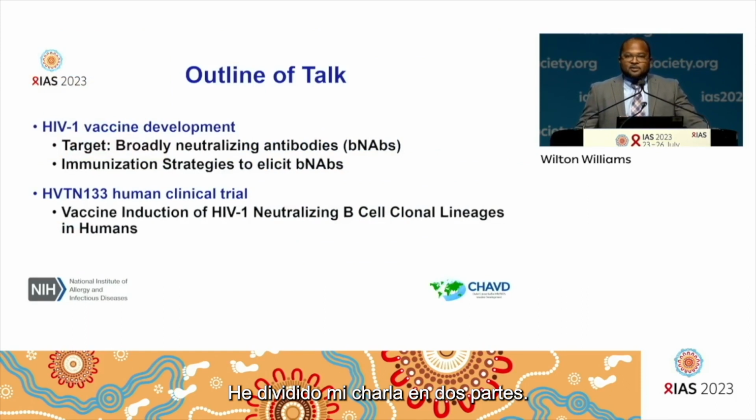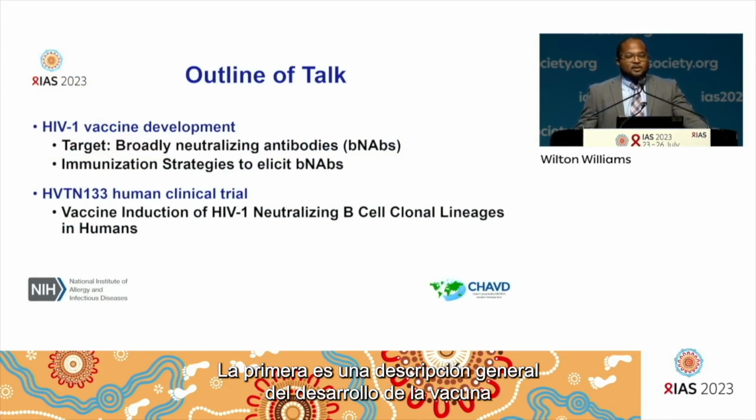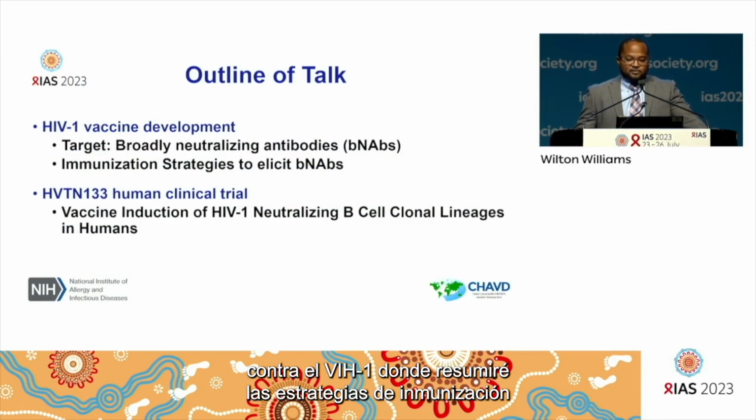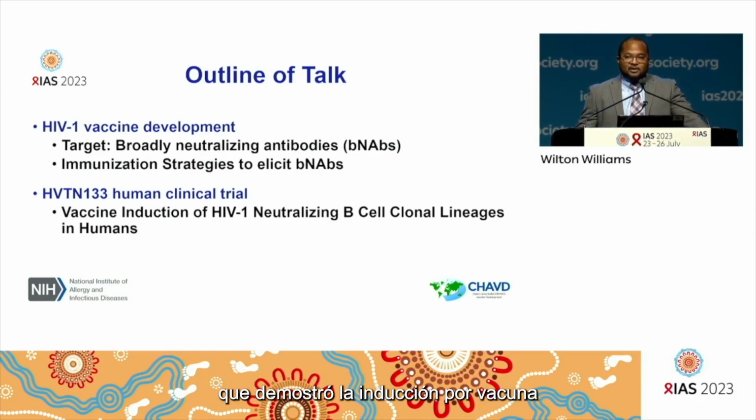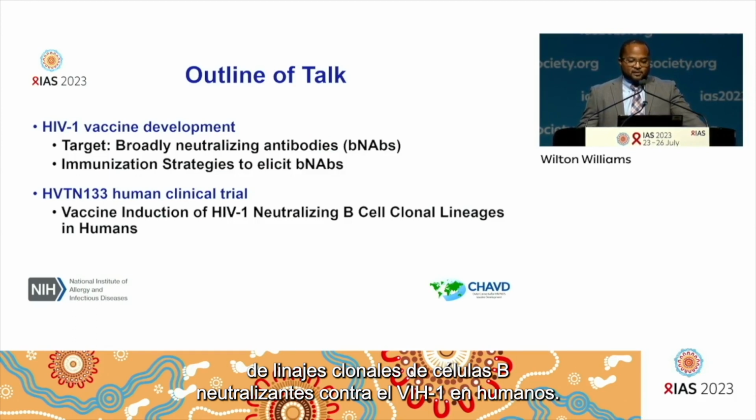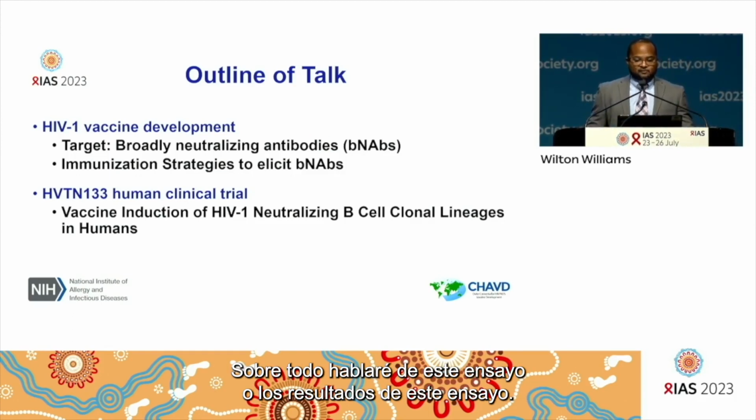So I've divided my talk into two parts. Part one is an overview of HIV-1 vaccine development, where I'll briefly summarize the immunization strategies for eliciting broadly neutralizing antibodies that are referred to as bNAbs for short. For part two, I'll present the results of the HVTN 133 human clinical trial that demonstrated vaccine induction of HIV-1 neutralizing B-cell clonal lineages in humans, and most of my talk will be on the results of this trial.